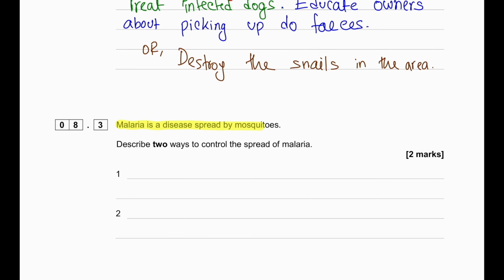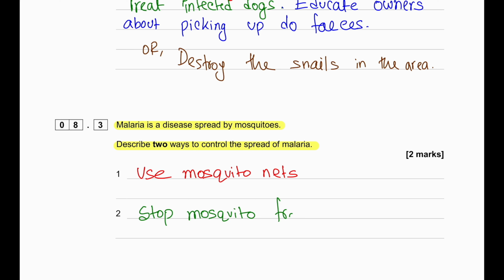Malaria is a disease spread by mosquitoes. Describe 2 ways to control the spread of malaria. Since malaria is spread by mosquitoes, we can prevent people from getting bitten by mosquitoes, for example, by using mosquito nets. And then we can also stop the mosquitoes from breeding by destroying their breeding sites.